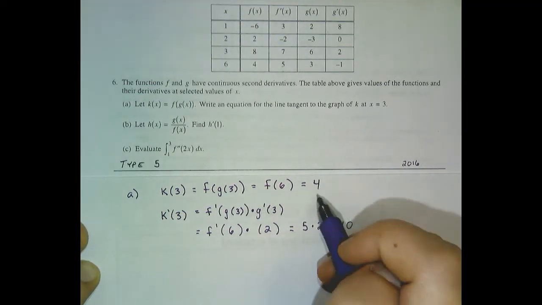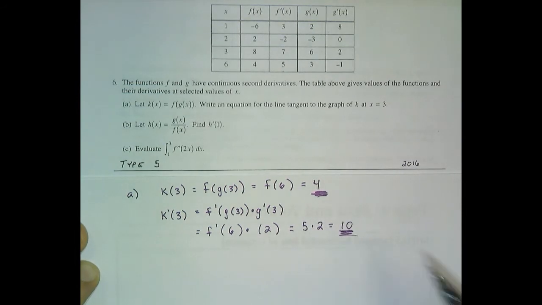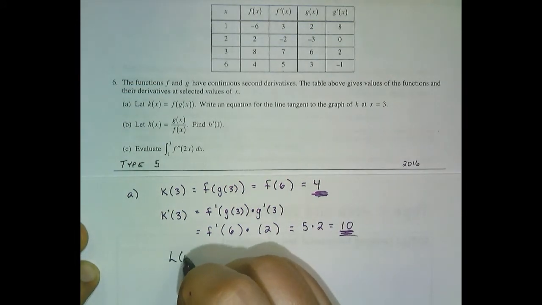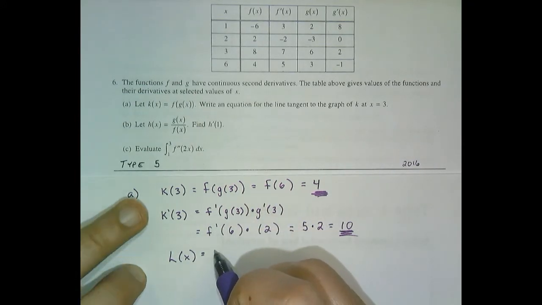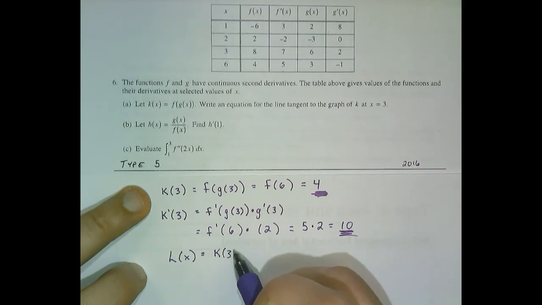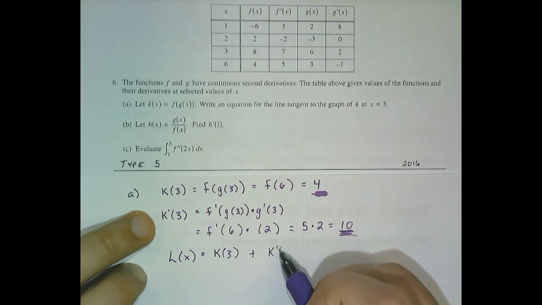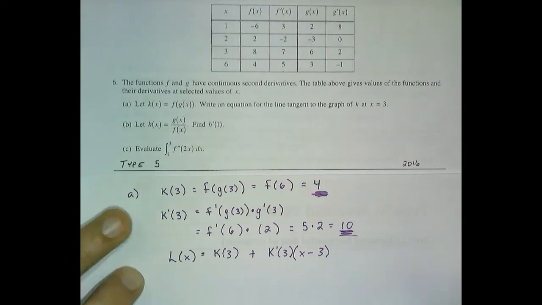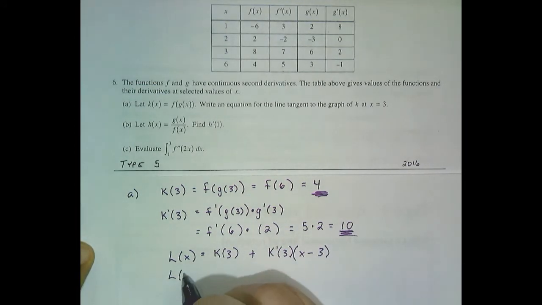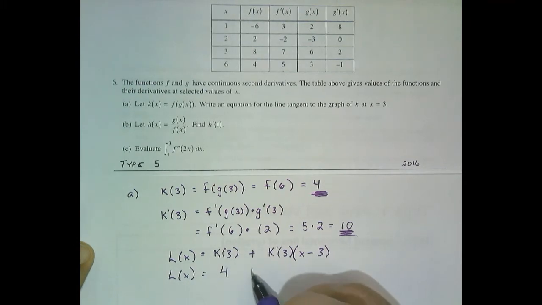So we have our two pieces of information to write the tangent line. Our tangent line in a general form is f of the center plus f prime of the center times x minus the center. So L of x is going to be, if we want to do it using the notation here, k of our center plus k prime of our center times x minus our center. And now we'll just substitute in the values that we found. 4 plus 10 times x minus 3.